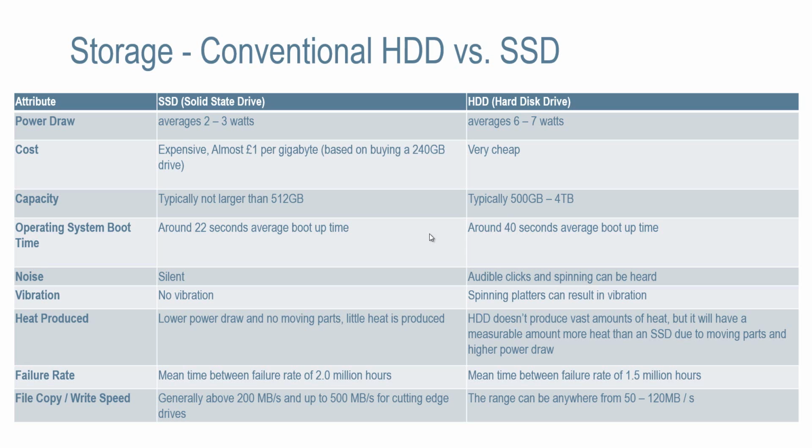File and write speed. So generally, reading from an SSD and copying it somewhere else can be anywhere from 200 megs per second to 500 megs per second. Whereas if you're copying it from a normal hard disk, it's anywhere between 50 and 120 meg. So massive difference there. And that obviously does make a big difference when you're opening files.